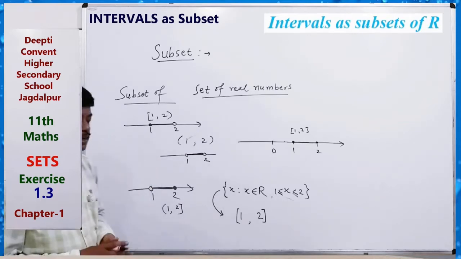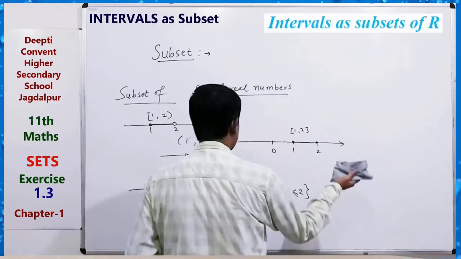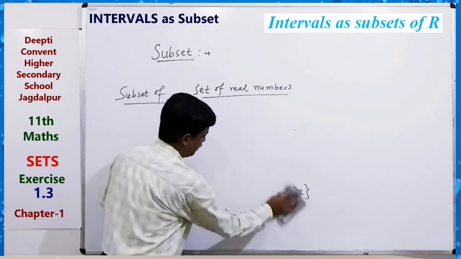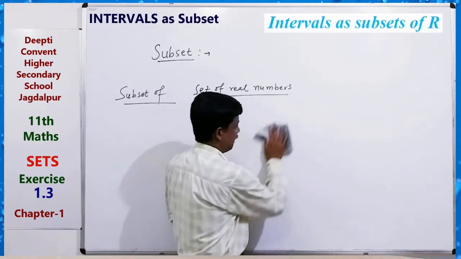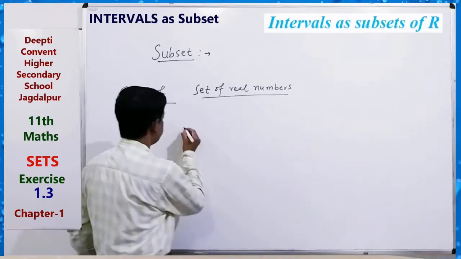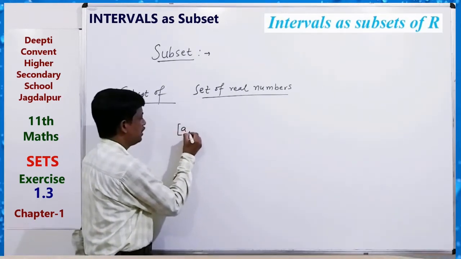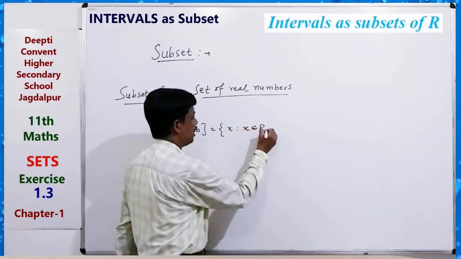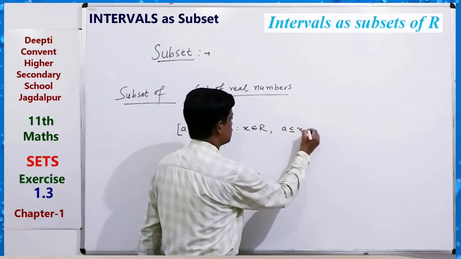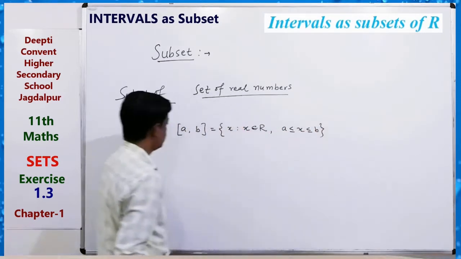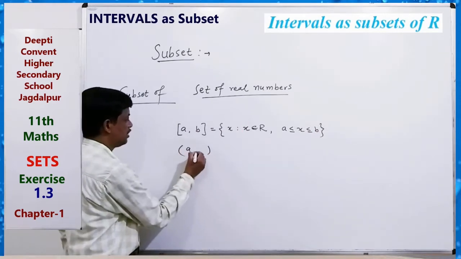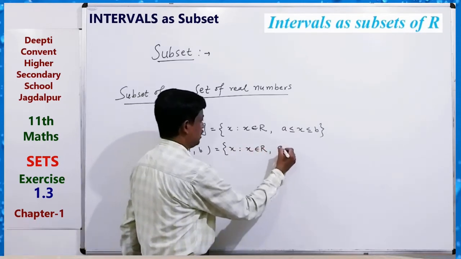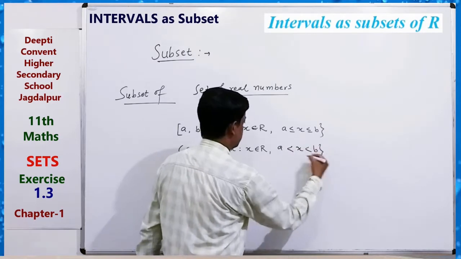So an interval can be treated as a subset of real numbers, and it can be represented in set builder form like this. Suppose we are writing [A, B]. It can be written like what? {X such that X belongs to R and A ≤ X ≤ B}. Closed interval. Open interval means what? A and B are not included. {X such that X belongs to R and A < X < B}.